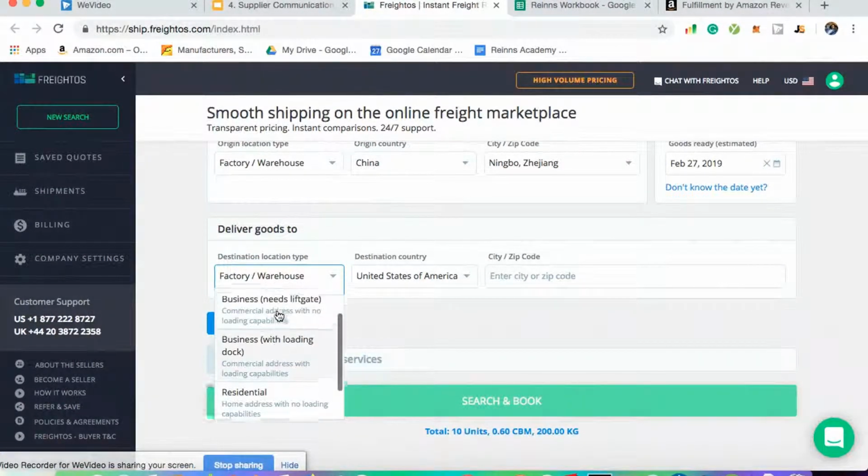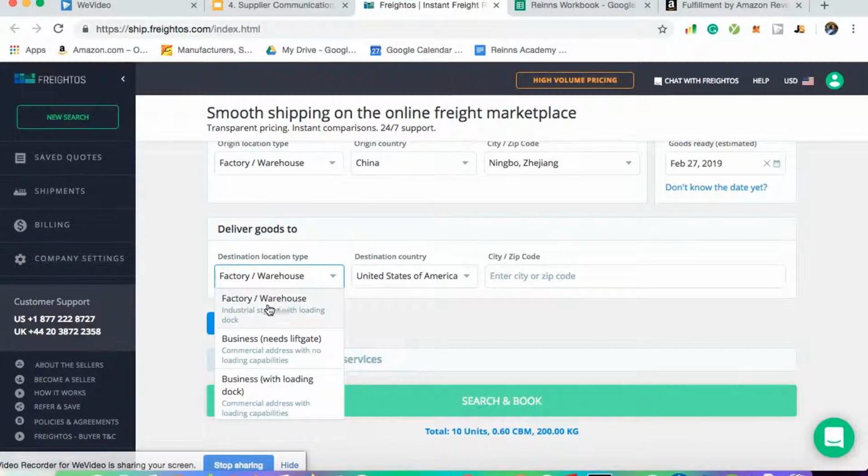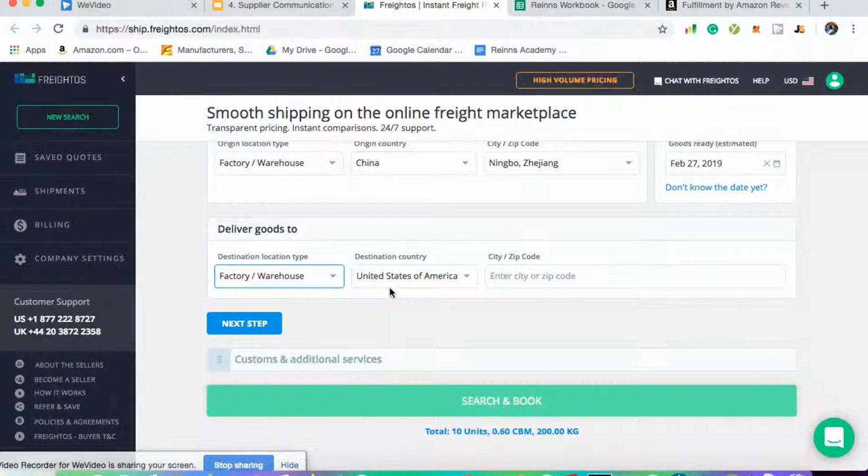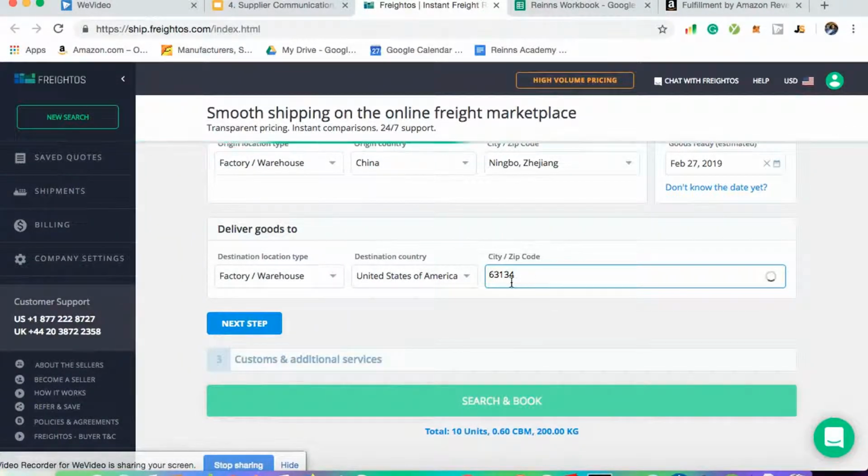Okay, so I always like to select factory warehouse here. So once you have that, this is the destination country where the warehouse is, and in this case I will use the freight forwarders here. The address is normally 63134. It will just have a drop down, I'm sure, because they have the addresses there. Here you go, see that?